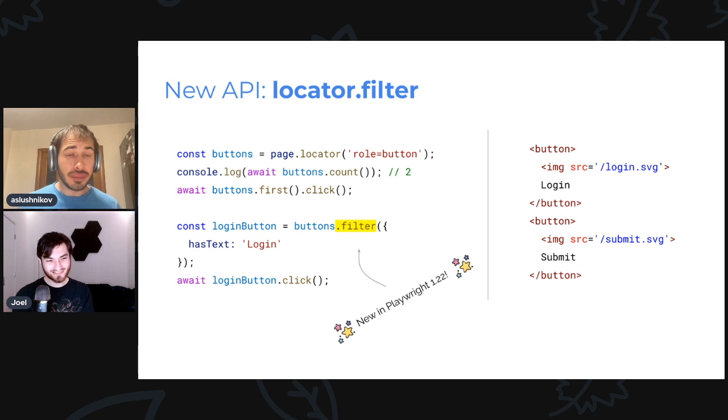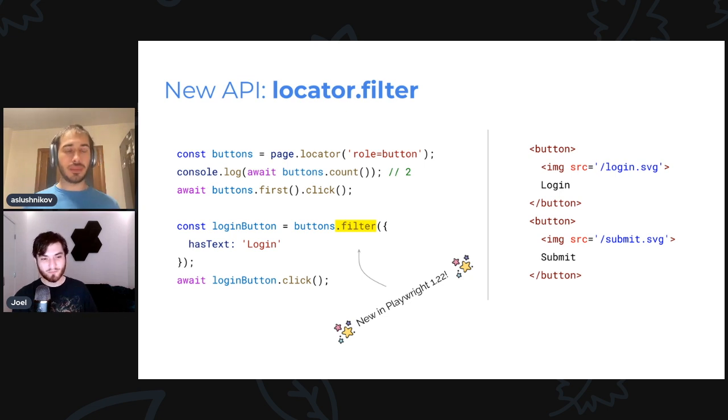Give me a second. I'm going to guess what it does, and you tell me if I'm wrong. I'm guessing this is going to find all the buttons. We already found the buttons for the locator, and then we're going to filter that to find which button has the text login.